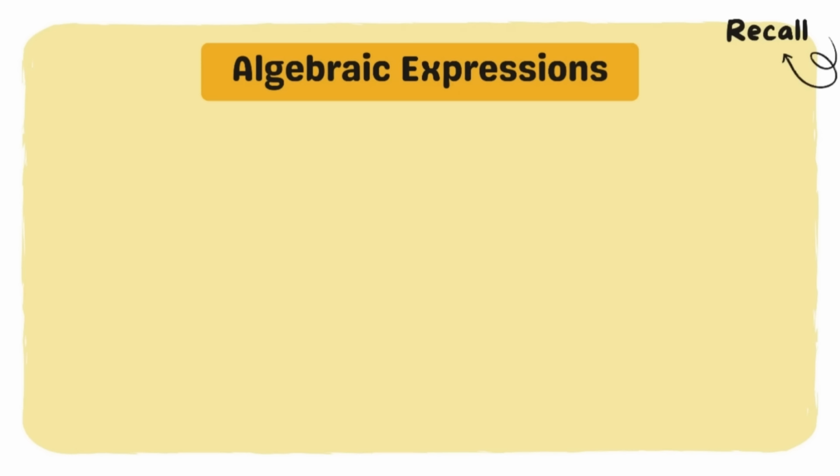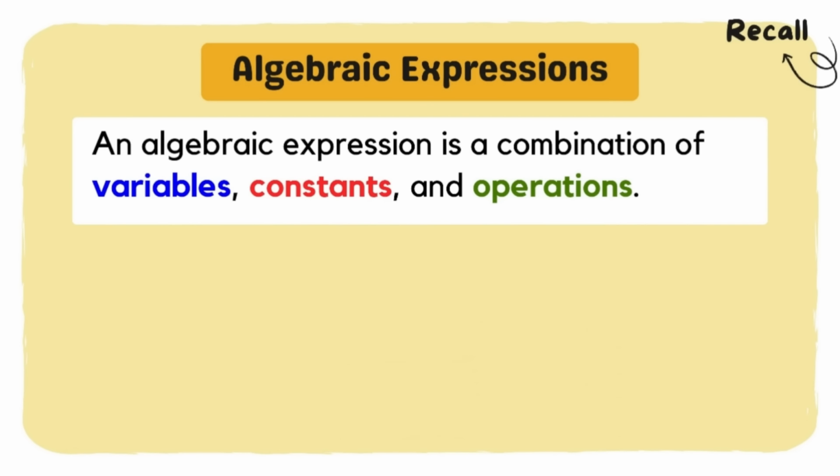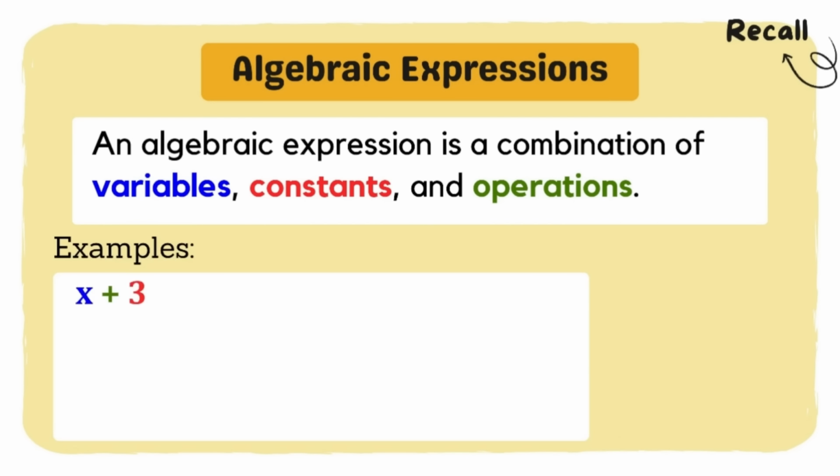So remember, we already learned about algebraic expressions in grade 7. Remember, an algebraic expression is a combination of variables, constants, and operations. So we have here the examples. We have x plus 3 where we have the variable x and the constant 3. We also have here x minus y where we have variables only and the operation subtraction.